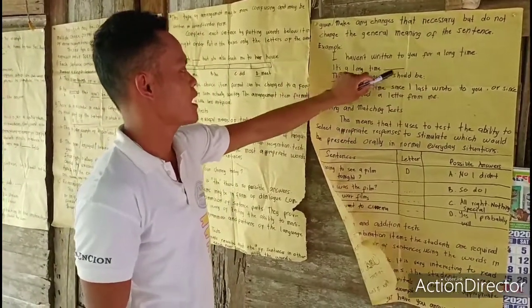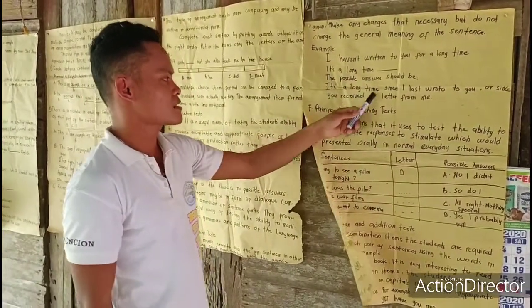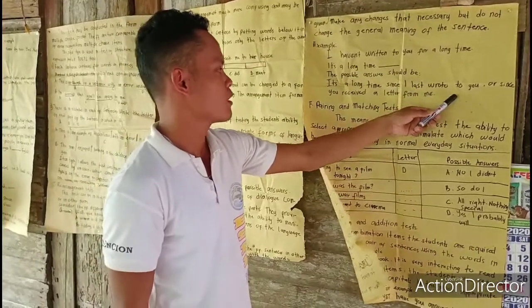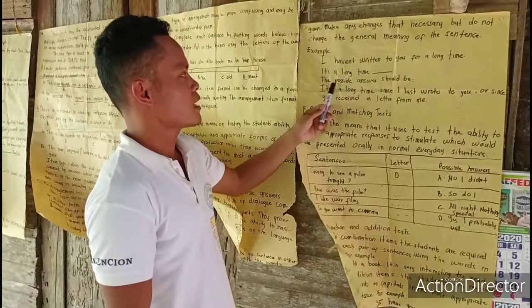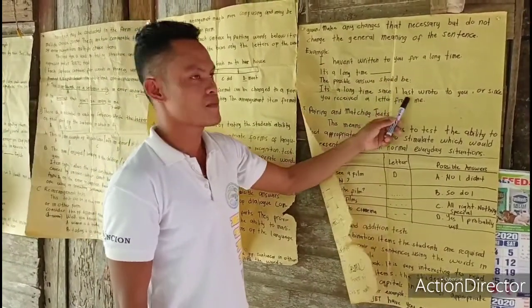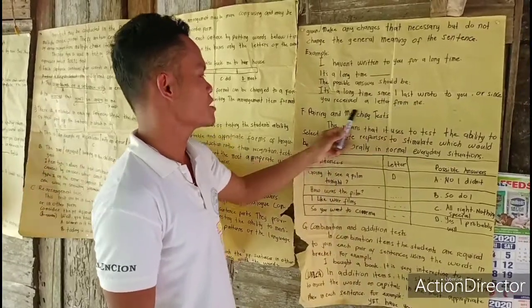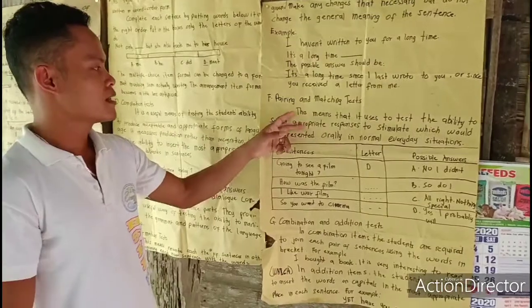It's a long time, blank. So the possible answer should be, it's a long time since I last wrote to you, or since you received a letter from me. So the meaning of the given sentence here is still the same. No possible changes. So let's move on to the pairing and matching test.